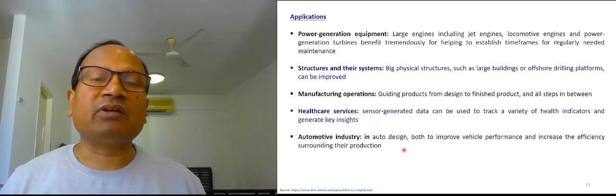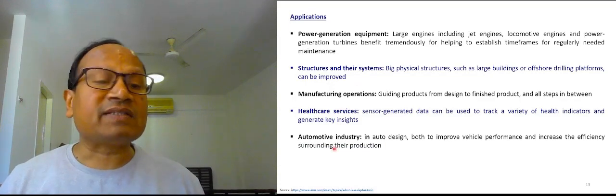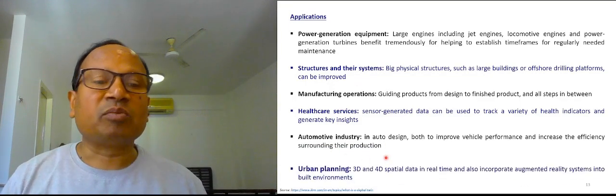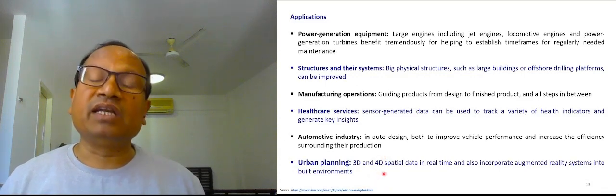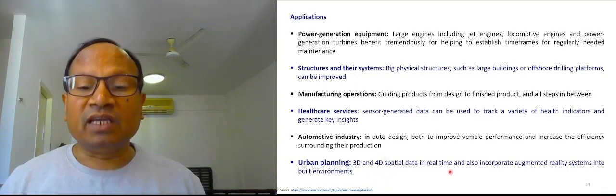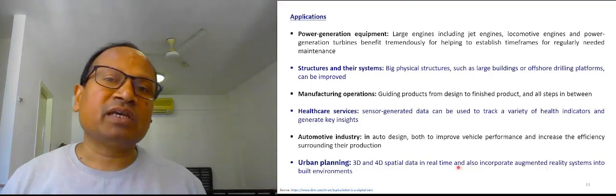Automotive industry: in auto design, both to improve vehicle performance and increase the efficiency surrounding production as well. Urban planning is another important area, using 3D and 4D spatial data in real time and also incorporating augmented reality systems into built environments. So what's the future of digital twin?